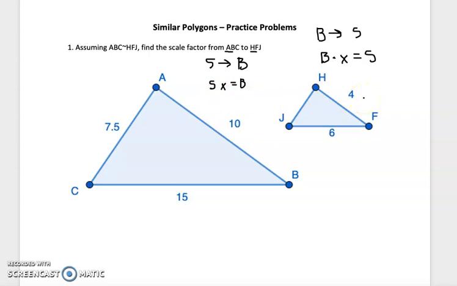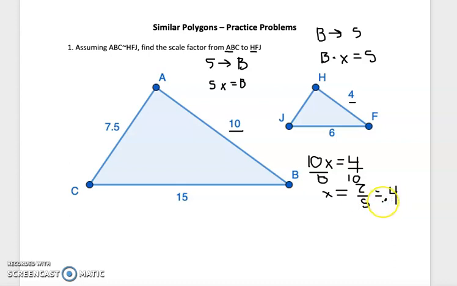So what do we do with this? We are using this one over here because we're going from big to small. We have the side lengths of 10 and 4. So our big side length is 10, so we're going to do 10 times x equals our small side length, which is 4. Then we divide both sides by 10, which gets us x equals 2/5, or we could write it as 0.4.